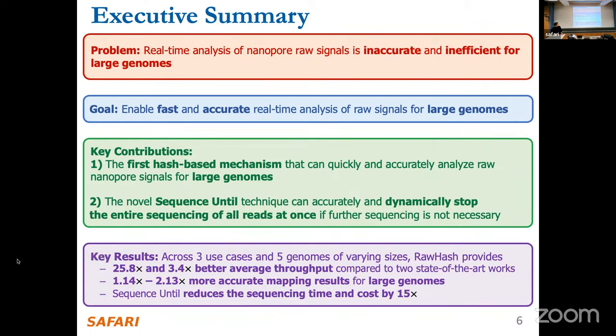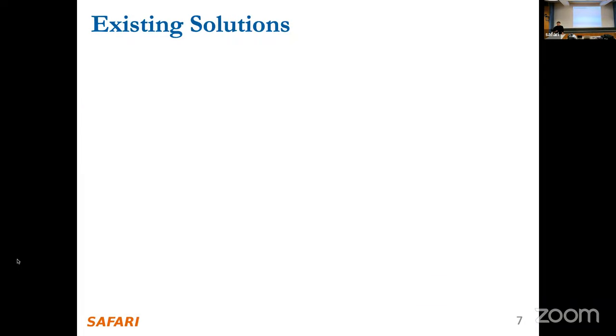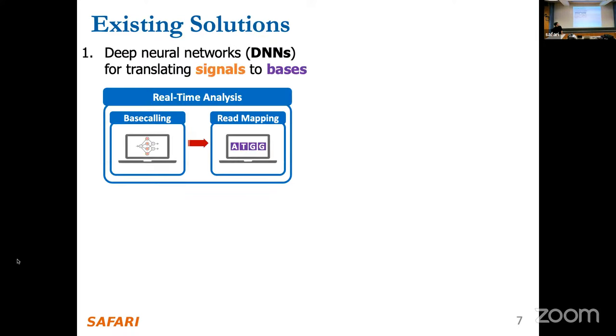We provide some key results across three use cases and five real genomes of varying sizes. We show significant speedup, such as up to 26x and 3.4x better average throughput compared to the existing state-of-the-art works. We also provide around 1.15 and 2.13 more accurate mapping results for large genomes. And our sequence until technique reduces the sequencing time and cost by 15x. So before diving into our work RawHash, I'll show the two main existing works. The first one is to use deep neural networks to translate these raw signals into bases.